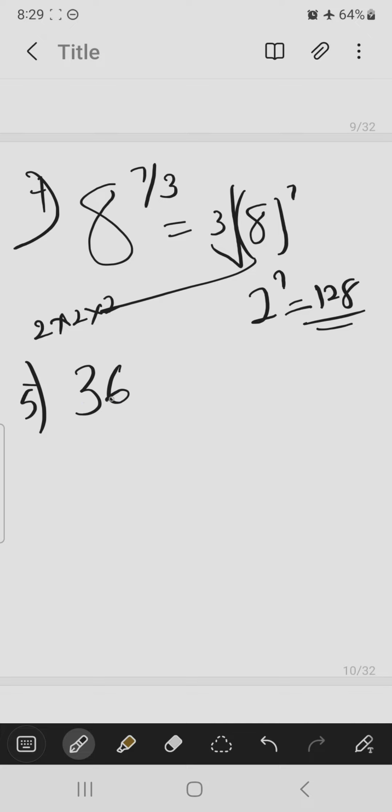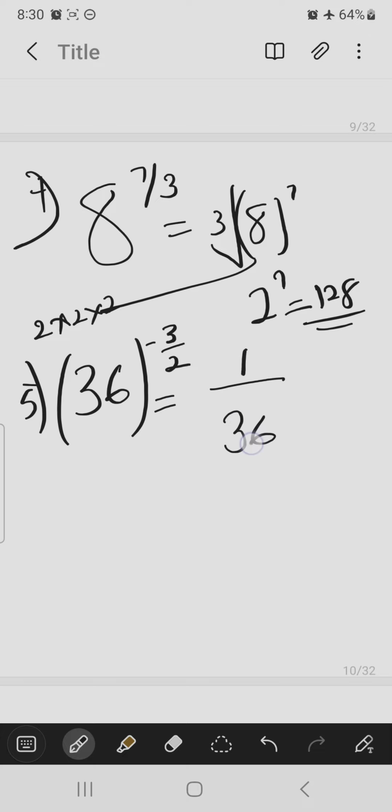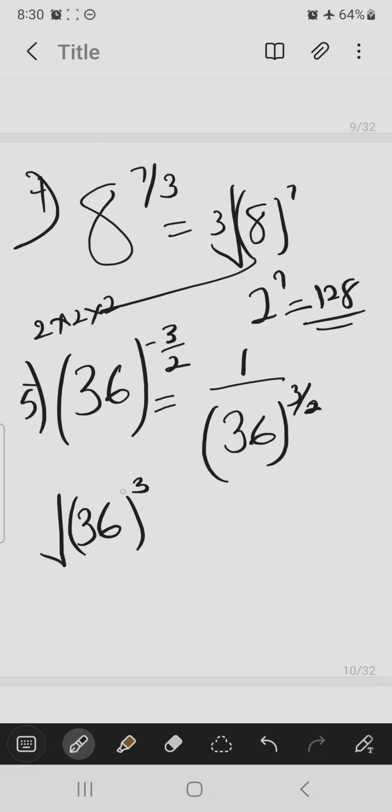Number 5, you have 36 all raised to minus 3 over 2. So this minus sign makes it 1 over 36 all raised to 3 over 2. So now let's do this. This one will be the square root of 36, all raised to 3, with 1 over it.